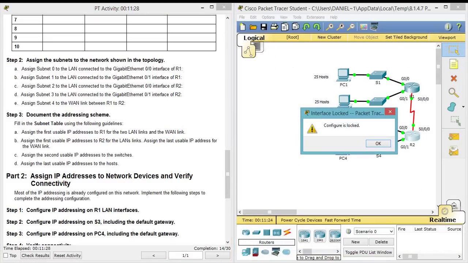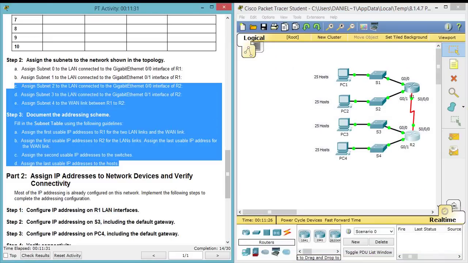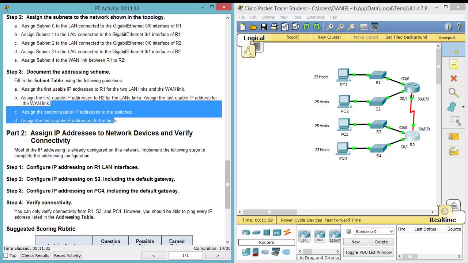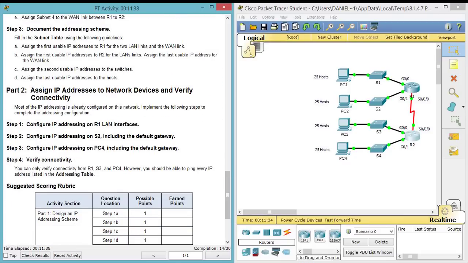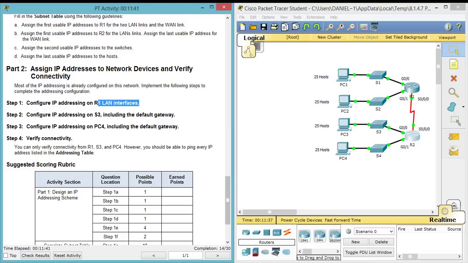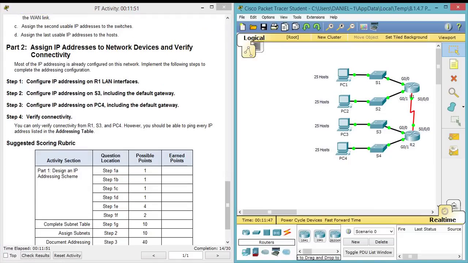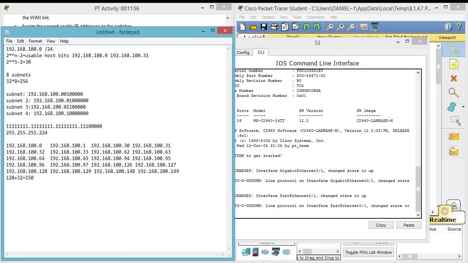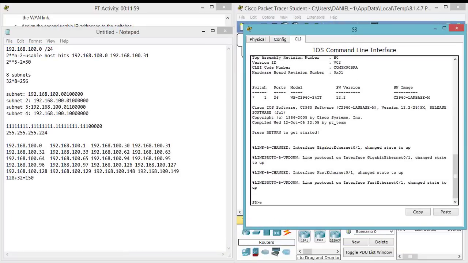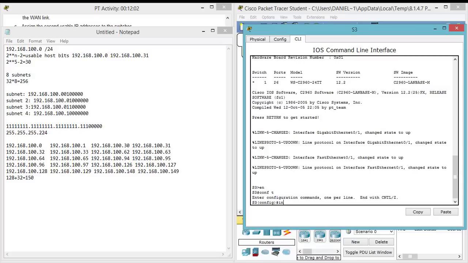Actually, we can't access R2. So I have no idea why they're telling us to do anything with R2 here, but I guess documenting an addressing scheme kind of makes sense, but not really. And they even tell us here that you can only access these three. Everything else is pretty much locked. S3. Okay. What does it want to configure here?